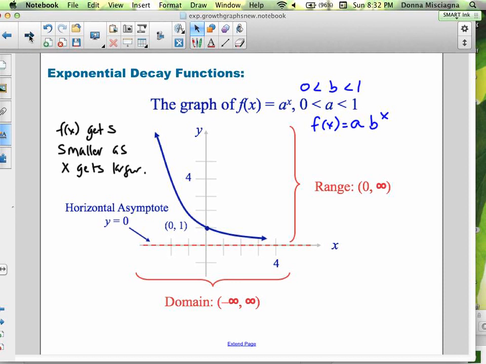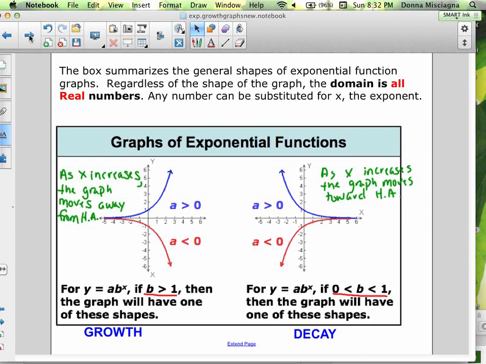So here, I think this is the slide that has them all together. Exponential growth and exponential decay. There we go. This box summarizes the general shapes of exponential function graphs. All right, so these are all 4 shapes. Regardless of the shape of the graph, the domain is all real numbers, or negative infinity to infinity. Any number can be substituted for x, the exponent.